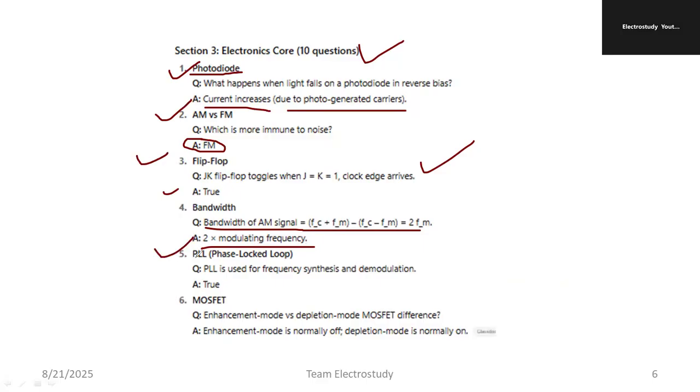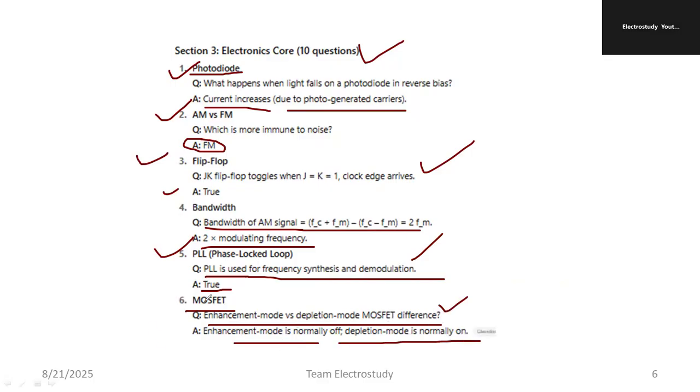What is PLL? It is a phase locked loop. PLL, what is the meaning of PLL? It is used for frequency synthesis and demodulation. That's the purpose of PLL. You may get a true or false question. Regarding the MOSFET, it is metal oxide semiconductor field effect transistor. Like enhancement mode versus depletion mode MOSFET difference. Enhancement mode is normally off, depletion mode is normally on. That point you have to remember.